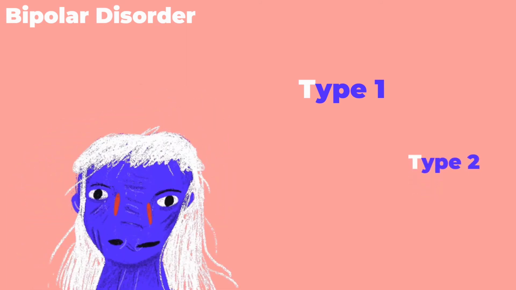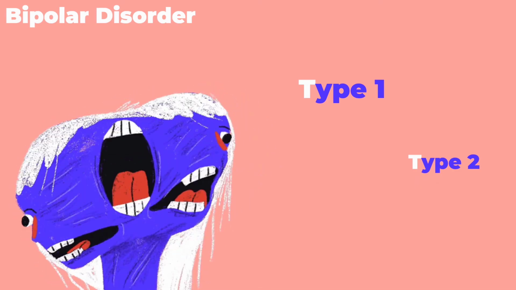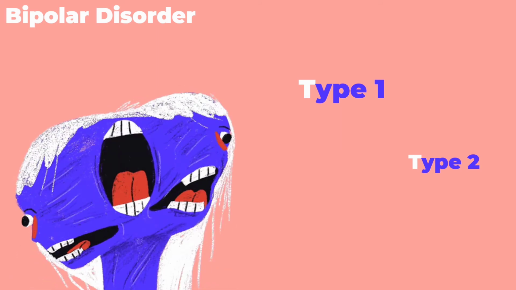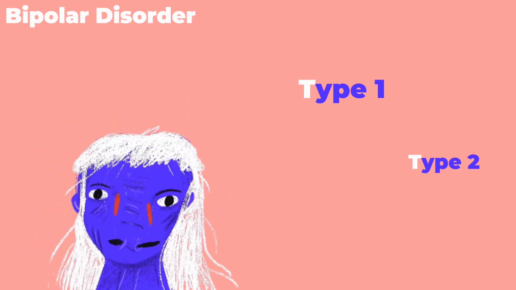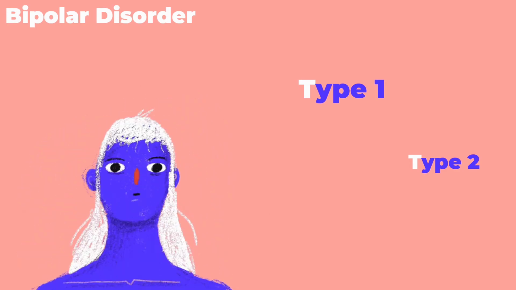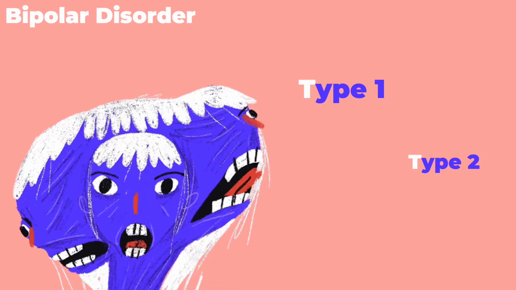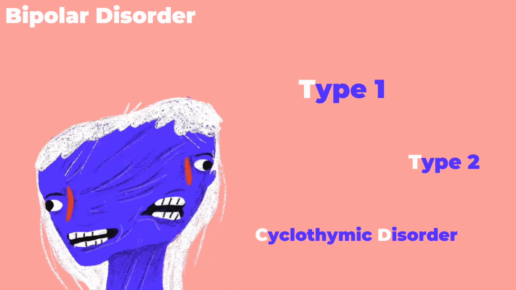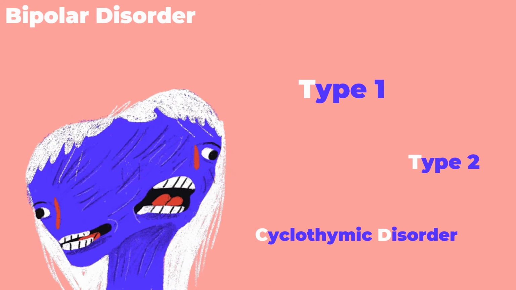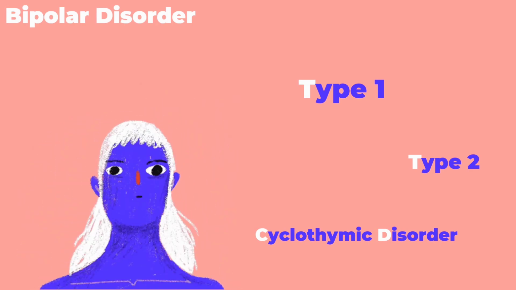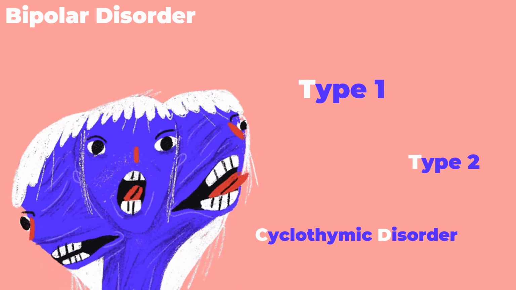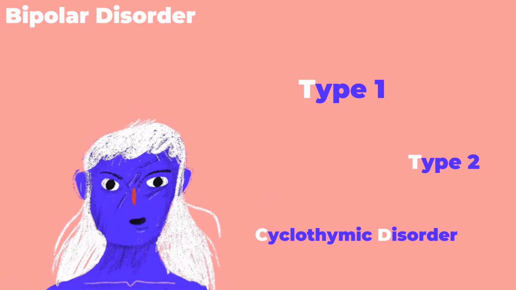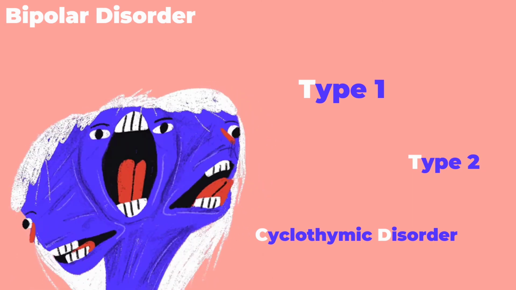Next is type 2. For a diagnosis of bipolar 2 disorder, it is necessary to meet the criteria for a current or past hypomanic episode and the criteria for a current or past major depressive episode. Next is cyclothymic disorder. The essential feature of cyclothymic disorder is a chronic, fluctuating mood disturbance involving numerous periods of hypomanic symptoms and periods of depressive symptoms that are distinct from each other.